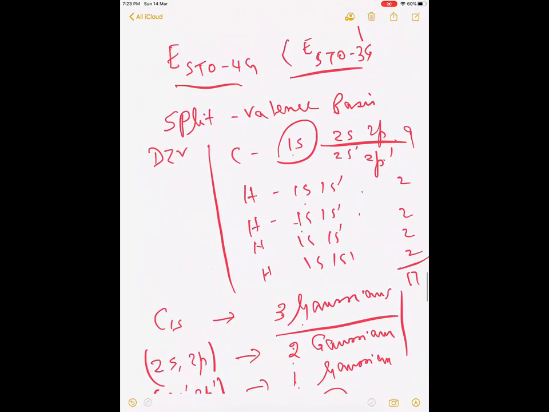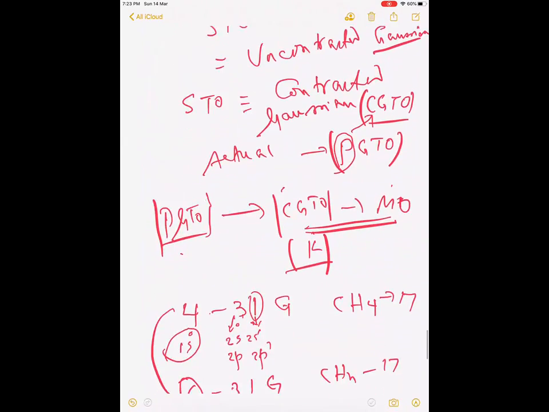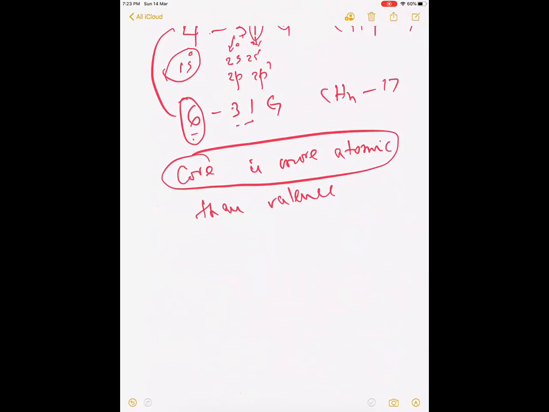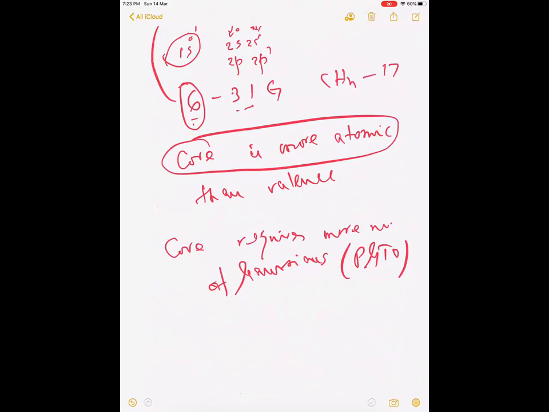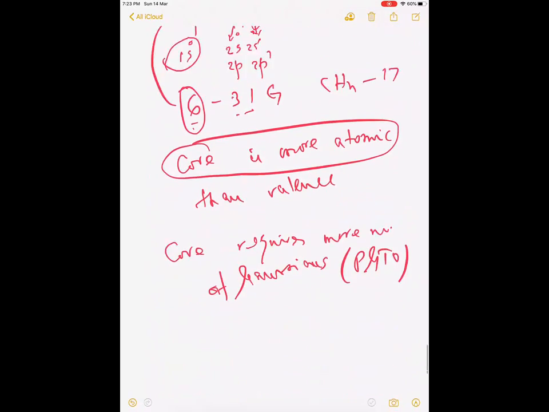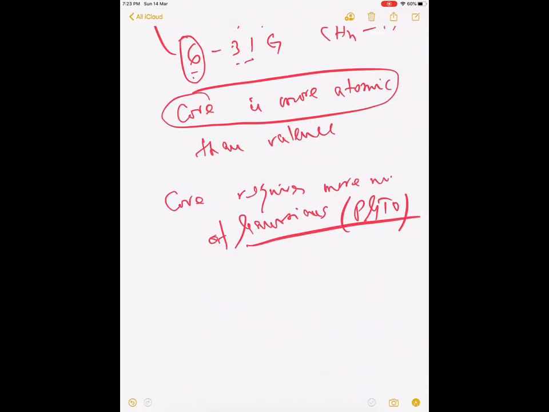So it's important to always represent the core. What we normally think is that core is not important, but here it's a different point that I'm saying. It is important to represent the core. So core requires more number of primitive Gaussians, PGTOs, than the valence. But the number of core orbitals, I don't require many. So when I'm expanding molecular orbitals, the number of core orbitals can be 1, but whatever I use, they require more number of Gaussians because they have more atomic character. Is it clear?